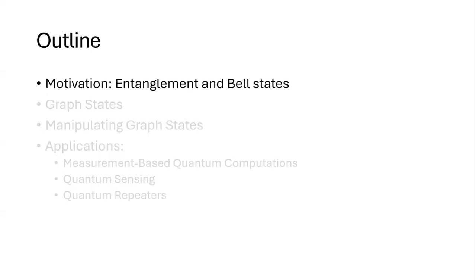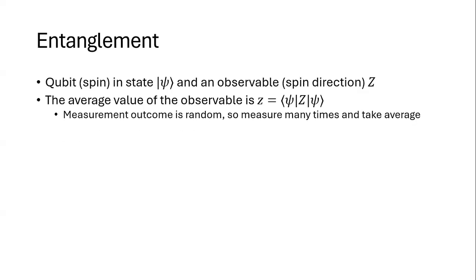Okay, so let's start by talking a little bit about entanglement, just to have a general picture of what's going on. So I want to think about an example where our qubits are just a bunch of spins that are prepared in some state. And the physical observables that we have are basically the spin direction along the z-axis. So in other words, that's the Pauli z. Our observables are the Pauli z operators.